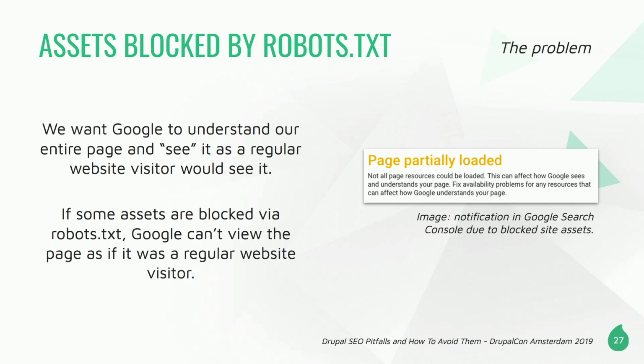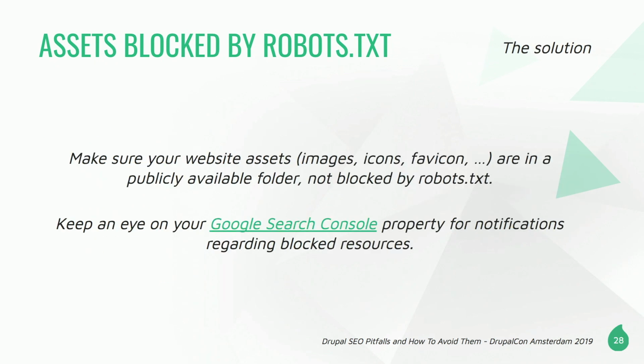So if you use those resources in your website, you have like a small black box in your website that Google doesn't know about. So it can't fully understand your site the way a normal user does. That's not something you want. So you want all resources to be publicly available for Google. Make sure all your assets and resources are in a publicly available folder. And you can keep an eye out on Search Console for any error messages or notifications telling you that Google can't crawl your website fully.